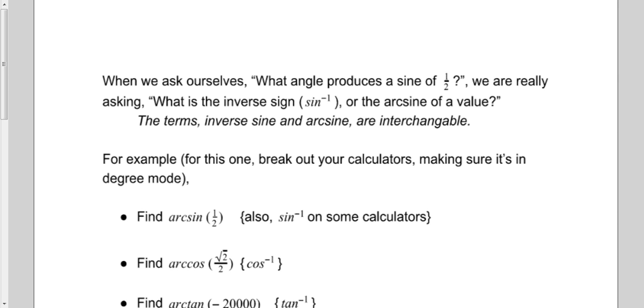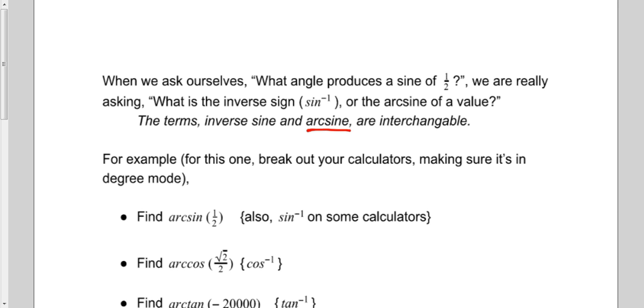Now, when we ask ourselves what angle produces a sine of 1/2, like we just did on that first page, right? When we ask ourselves that question, what we're really asking is, what is the inverse sine of that trig value? That's what we're asking. So when you see sine to the -1, I read that as inverse sine. We also can call it arc sine.